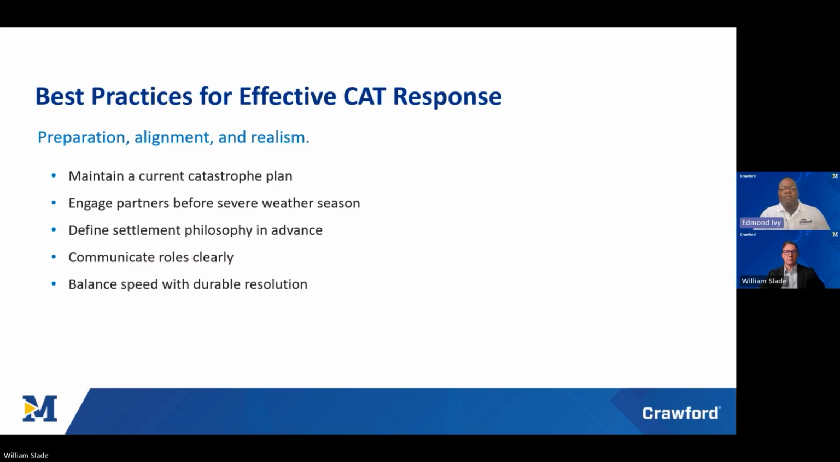And use that debrief at the start of your next CAT planning cycle, because the information noted in your debrief should identify areas of improvement to be implemented in your next CAT plan.